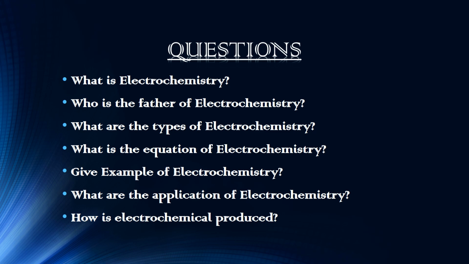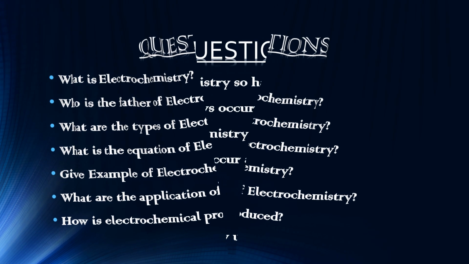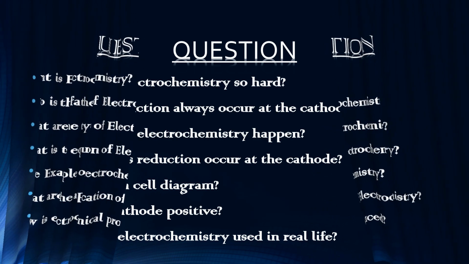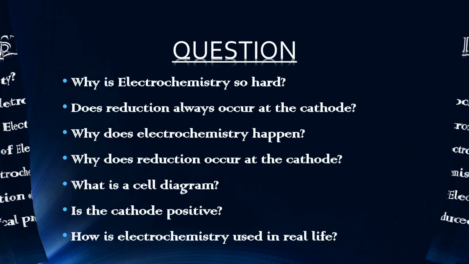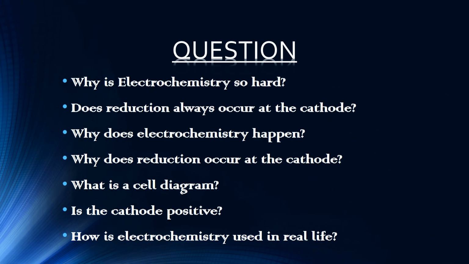The fifth question is, give example of electrochemistry. The sixth question is, what are the application of electrochemistry? The seventh question is, how is electrochemical produced? The eighth question is, why is electrochemistry so hard? The ninth question is, does reduction always occur at the cathode? The 10th question is, why does electrochemistry happen?